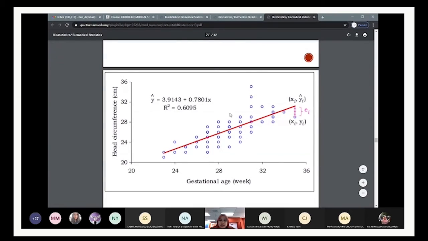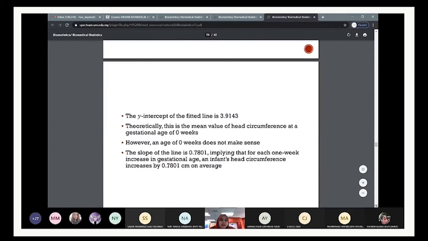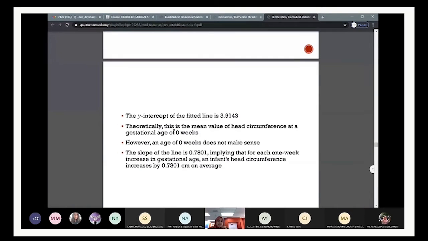Using that, you can calculate the error from the actual y value to the y hat. The y-intercept of the fitted line is 3.9142. Theoretically, this is the mean value of head circumference for a baby of age 0.